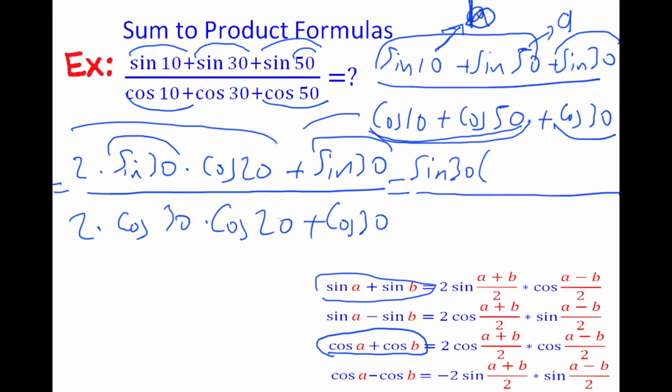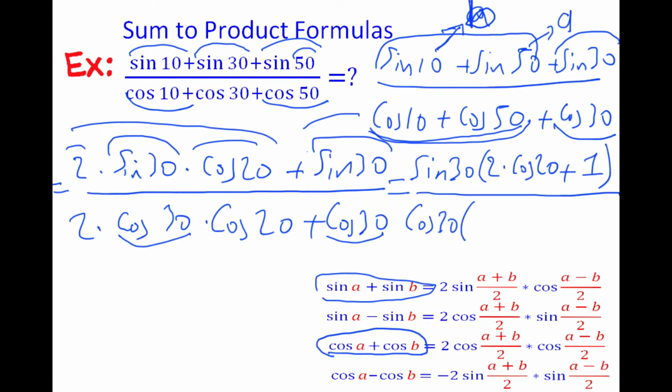So we can take the whole numerator in sine 30 parentheses, right? And we will do the same thing for cosine 30 for the denominator part. So cosine 30. And for the numerator, sine 30 is multiplied by 2 and cosine 20 here, which means that we have 2 times cosine 20 plus 1, right? Because there's actually a coefficient 1, which is multiplied by sine 30. And for cosine 30 in the denominator, cosine 30 is multiplied by 2 cosine 20, plus also there is 1 here, right, in front of it. So we have 1 also here.